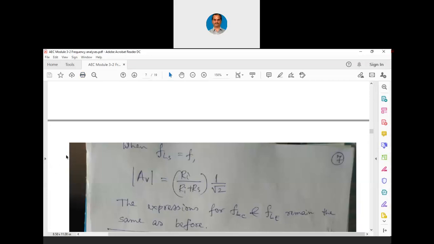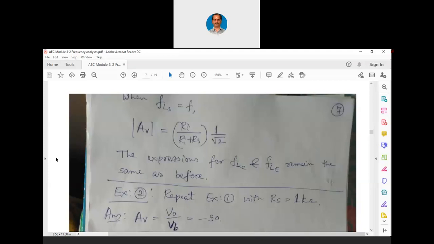Now using this particular analysis or the result, let us solve an exercise now.